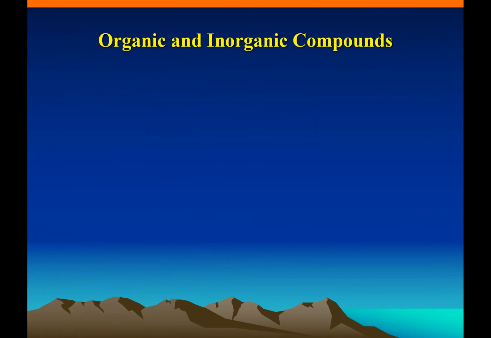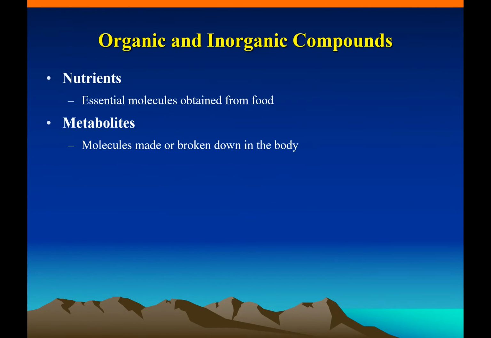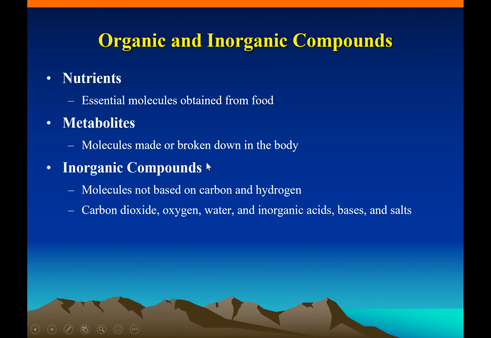In order for optimal health and survival, our body requires nutrients, and the main source of nutrients in our body is from food. Organic means carbon and hydrogen containing, inorganic means not containing. Metabolites refer to the molecules that are made in the body that are broken down, and molecules are broken down in the body to make the nutrients that our body requires.